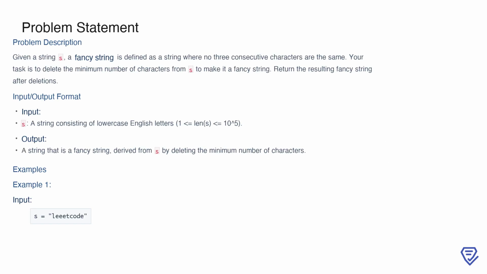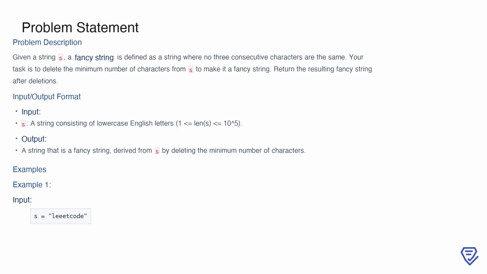In this problem, we are tasked with transforming a given string S into what is called a fancy string. A fancy string is defined as a string where no three consecutive characters are the same. To achieve this, we need to delete the minimum number of characters from the input string S so that it satisfies this condition. Once the modifications are complete, the resulting string should be returned as the output.